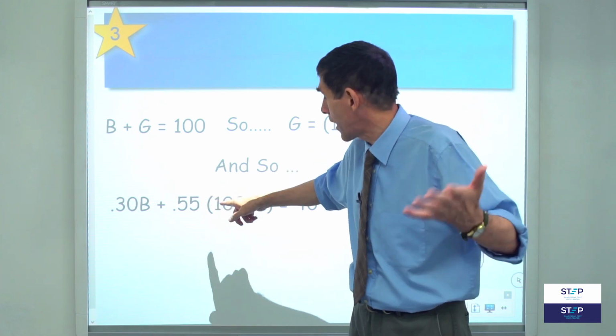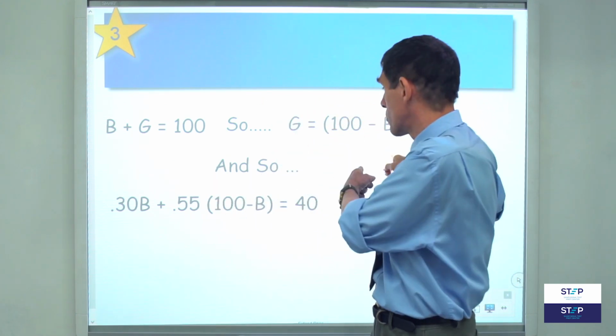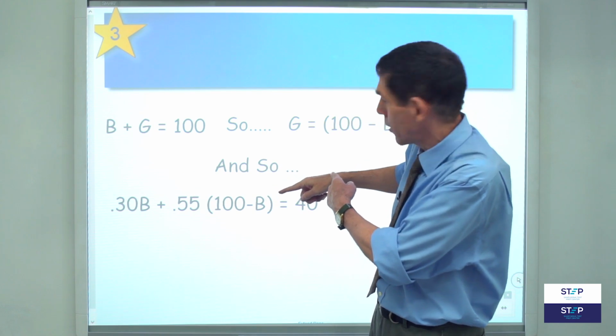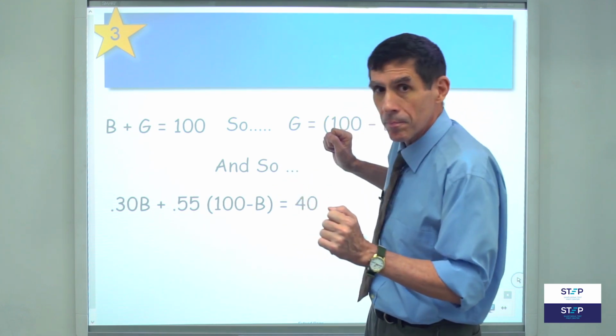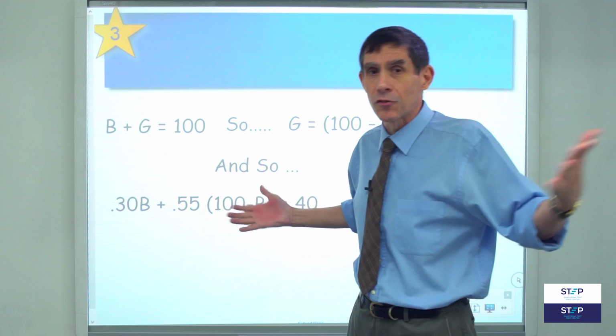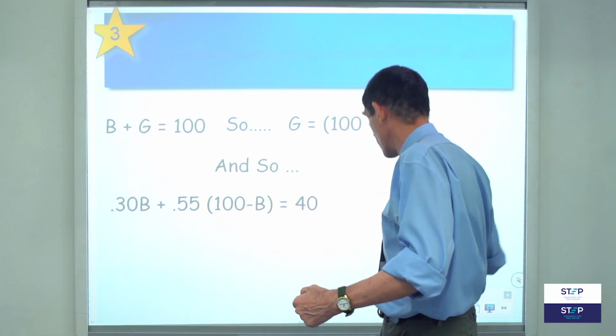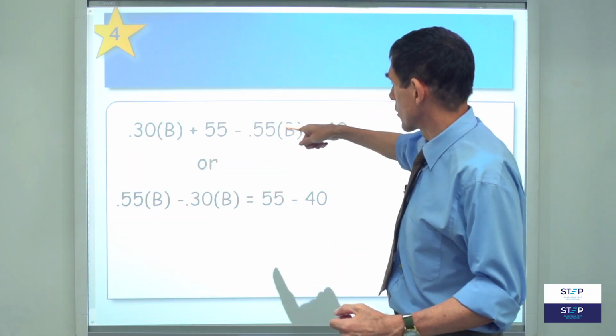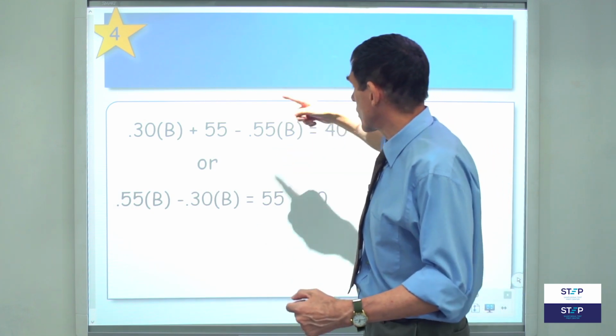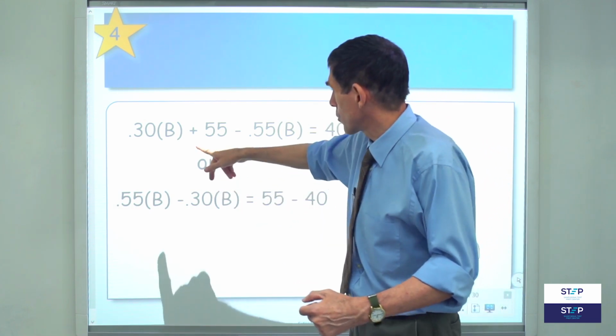0.3B plus 0.55 times 100 minus B, which is the same as the Go Nuts, right? Equals 40. And from there on, you're just doing the algebra. Move it along. Here we go. There you go. Equals 40. When we bring this down, we collect up our terms.